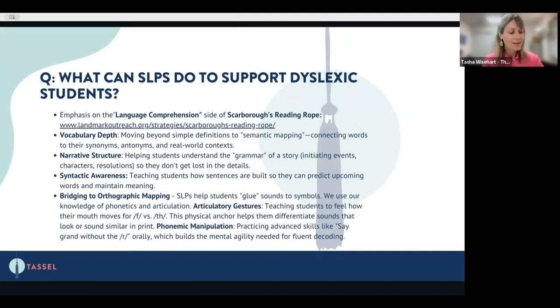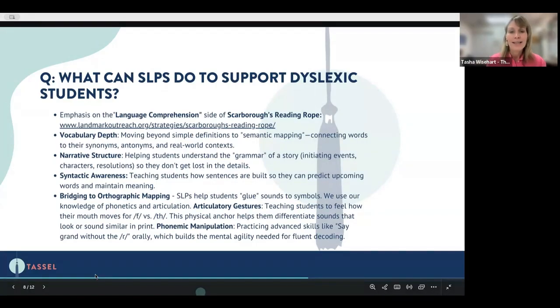It's a rope, so it's literally a rope, and then there's the phonological side, which you have to learn about decoding. But to really understand reading, you have to have comprehension. So we're not just reading words to read words, we're reading words to understand what we're doing, and language is so embedded in reading.